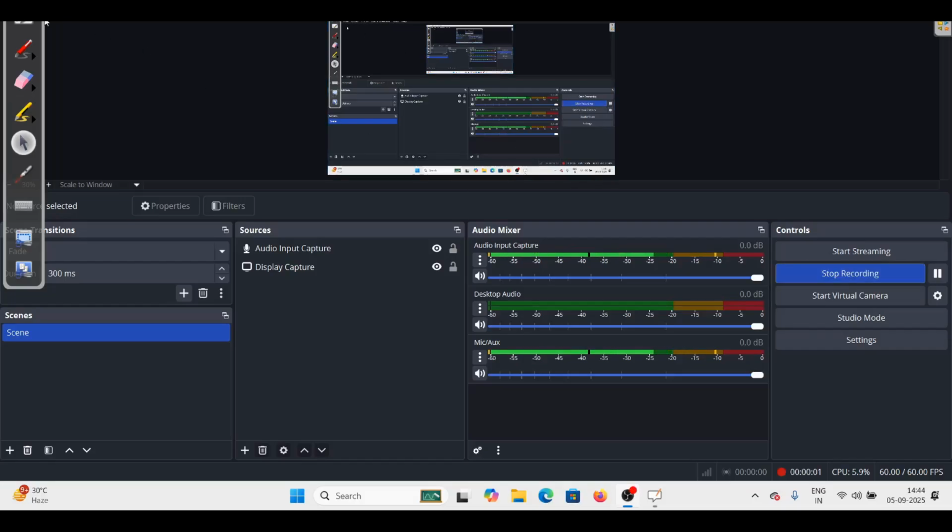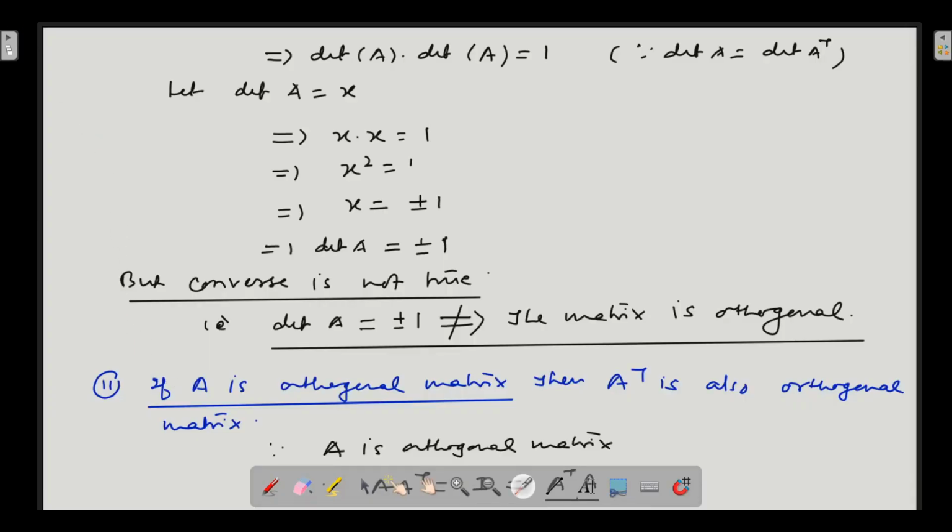Let us learn about the next property of orthogonal matrices. Suppose A is an orthogonal matrix, then we have to show that A transpose is also an orthogonal matrix. That is, the transpose of an orthogonal matrix is also orthogonal. If A is orthogonal, then A transpose is also an orthogonal matrix.